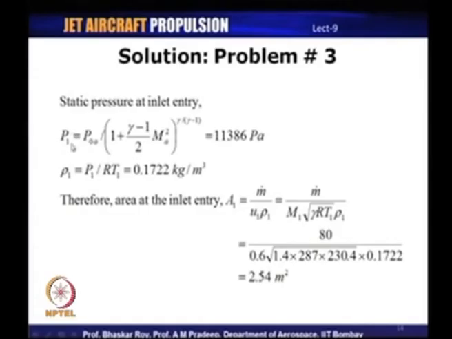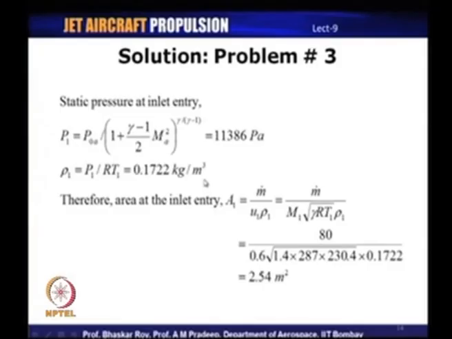Having found the static temperature, we can find the static pressure as well, P 1, which is P 0 a divided by 1 plus gamma minus 1 by 2 M square raised to gamma by gamma minus 1. So, this is 11,386 Pascal. Therefore, density rho 1 is P 1 by R T 1, which is now, since we have calculated P 1 and T 1, we can find density, that is 0.1722 kilograms per meter cube.